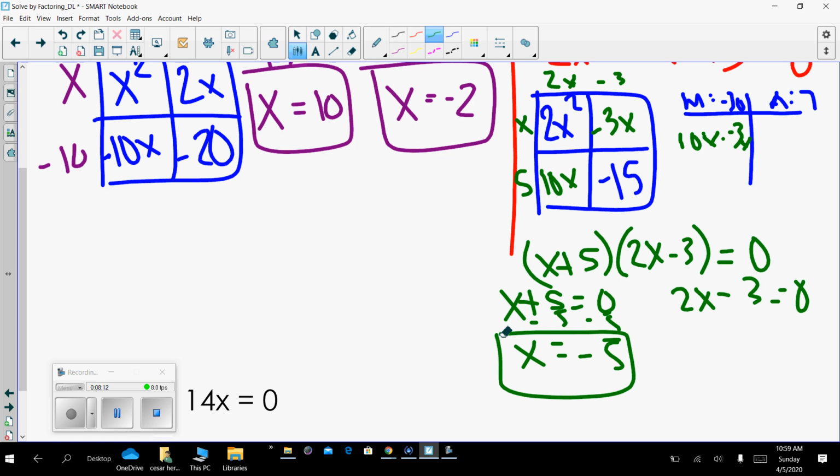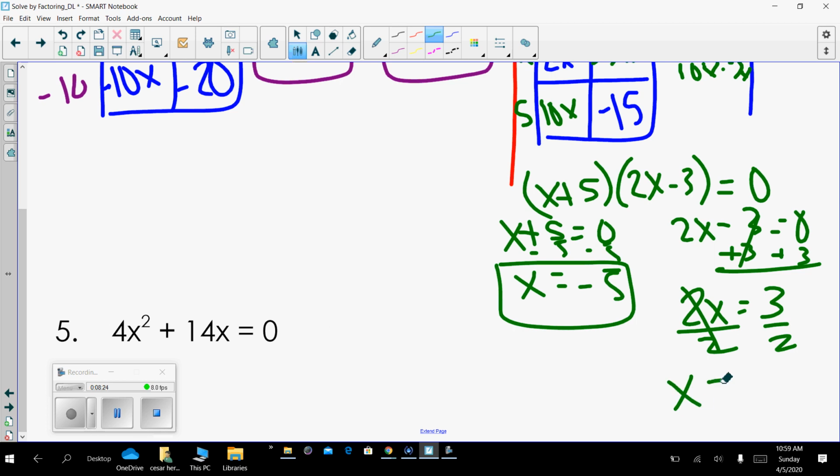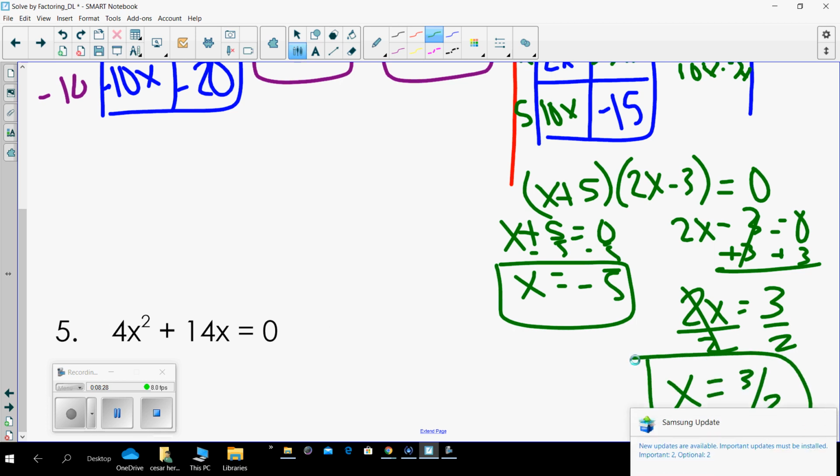And this x-intercept, well, we move the 3, and this is 2x is equal to 3. And now we divide both sides by 2. So x is equal to 3/2. Okay.